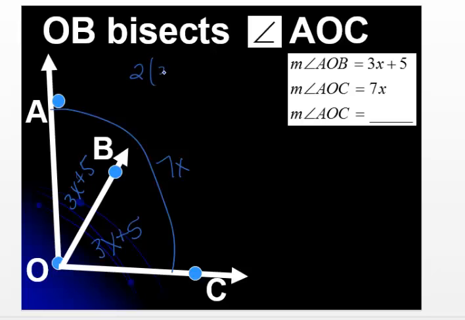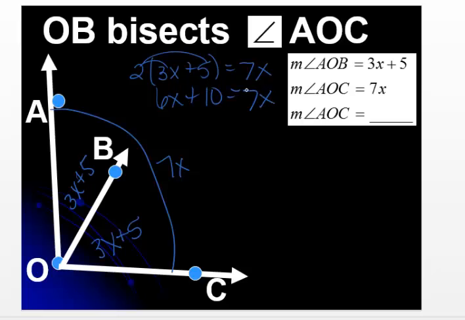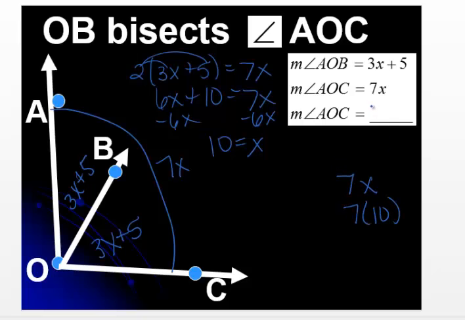Two of those smaller angles equals my larger angle. So when I distribute, I get 6x plus 10 equals 7x. No matter what way you solve it, you will end up with x is 10. And then you can plug that back in to AOC. AOC is 7x, and so when I plug 10 in, I end up with the answer of 70.